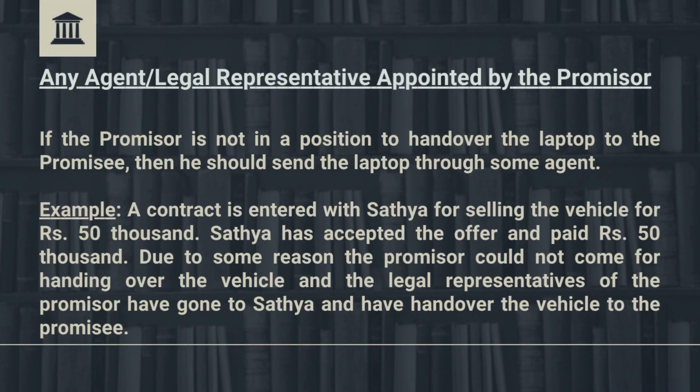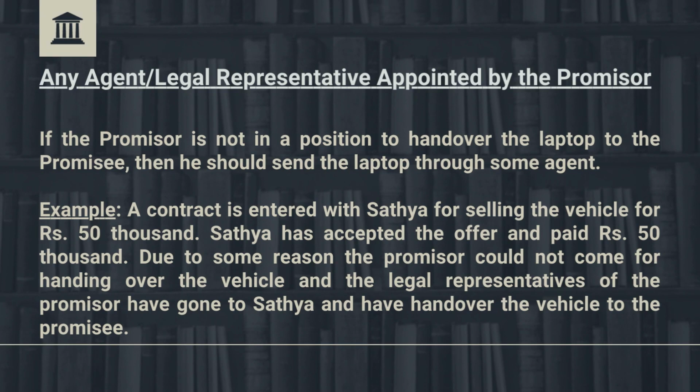Then on behalf of the promisor, any agent who is appointed by the promisor can perform the performance. If I am not in a position to come and hand over the laptop to you, I will send my agent and see that my laptop reaches you safely. Then the legal representative, in case of my death, my legal representatives will come to you and they will perform the contractual obligation. For example, let us assume that I entered into a contract.